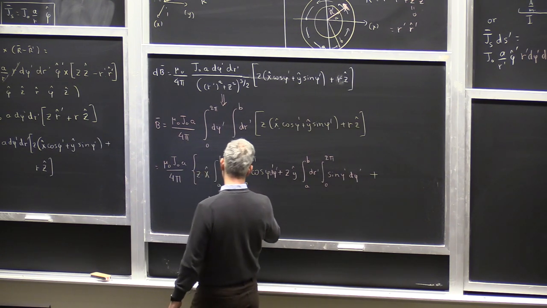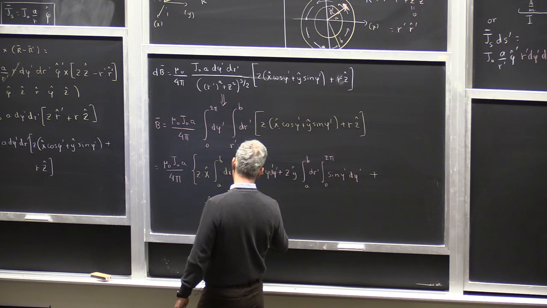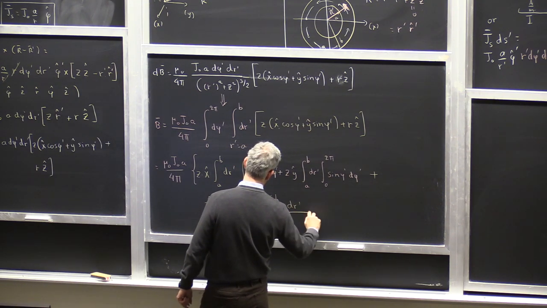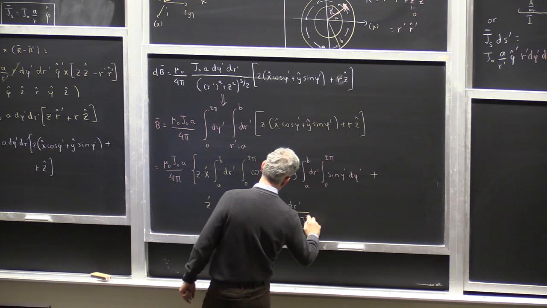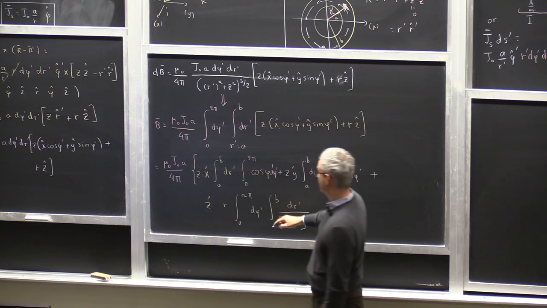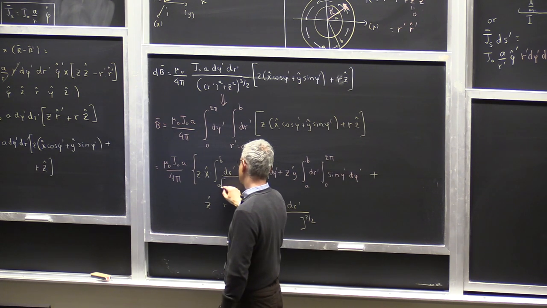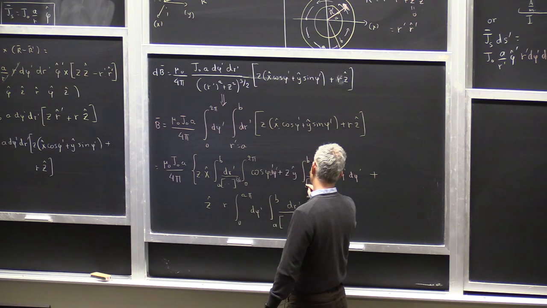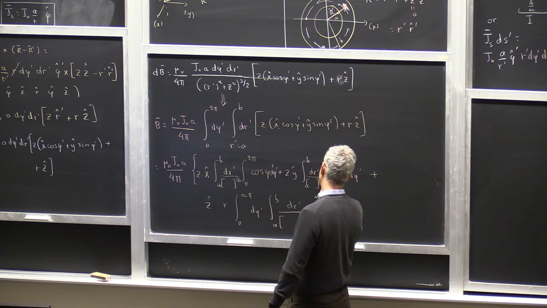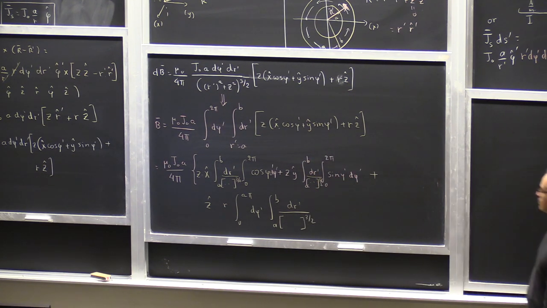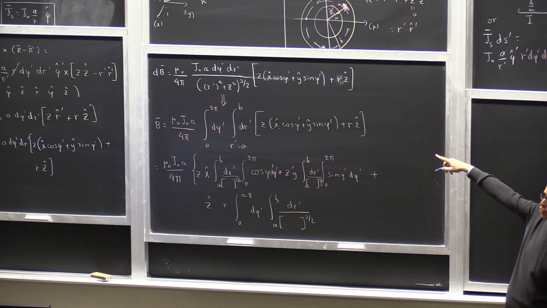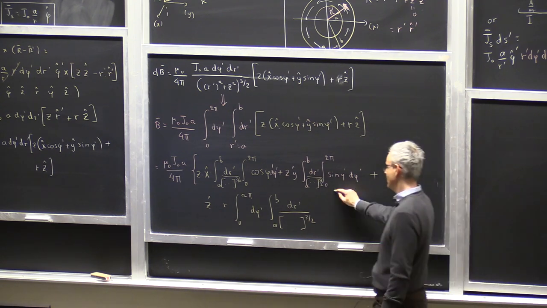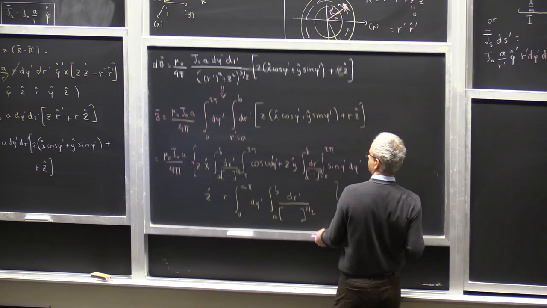Z hat r, 0 to pi d phi primed and a to b dr primed divided by this 3 over 2, this bracket that I forgot before. I need to put it here as well. Okay, so this bracket, the 3 over 2, is this r prime squared plus z squared to the 3 halves. Okay, and here I'm closing my big parenthesis.